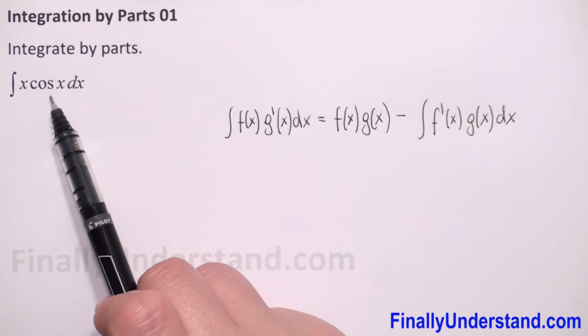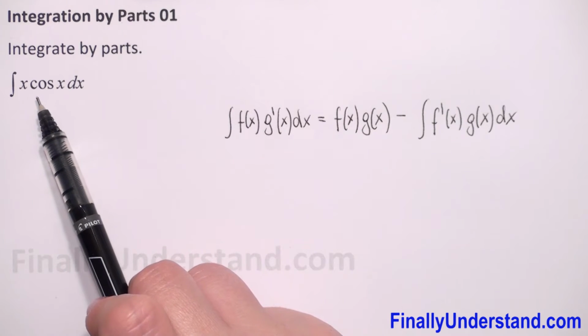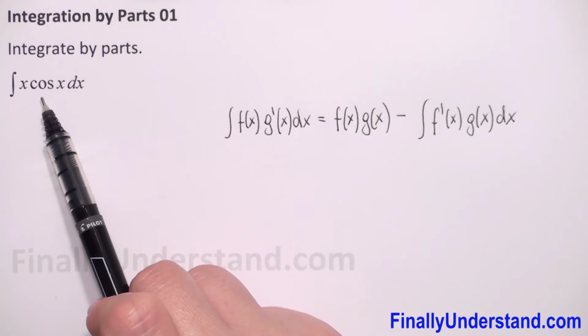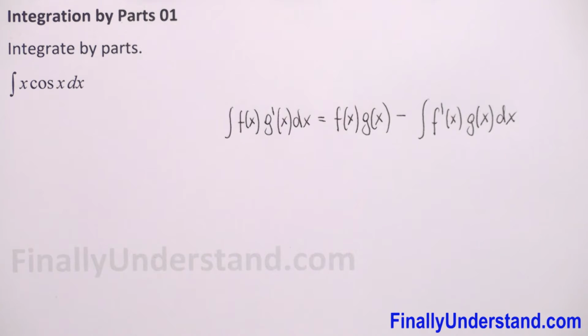So we have a product of two other functions. First is x, the second is cosine of x. And integration by parts can be useful if I can take the derivative of one of them and it becomes simpler, and if I take the antiderivative of the other one, it becomes no more complicated. Here we have x and cosine x.